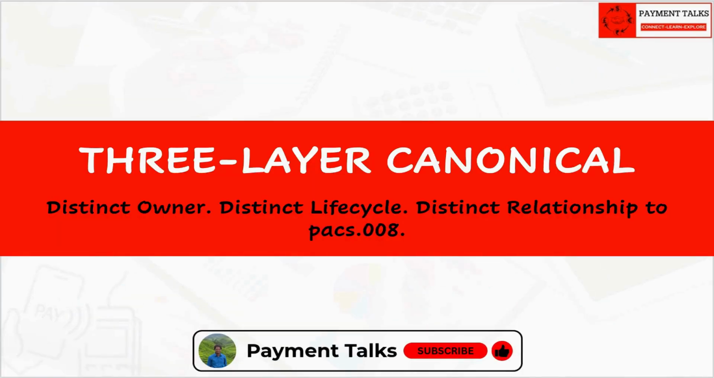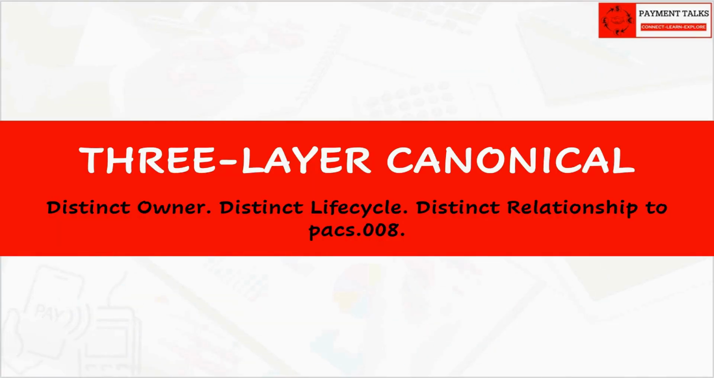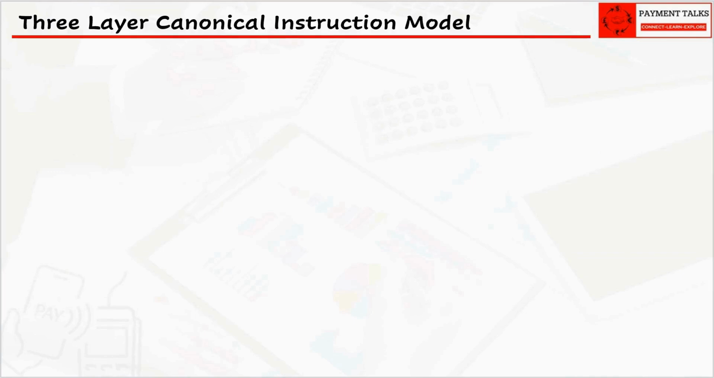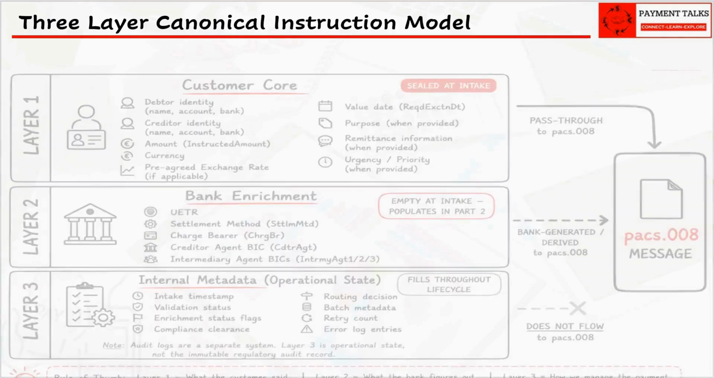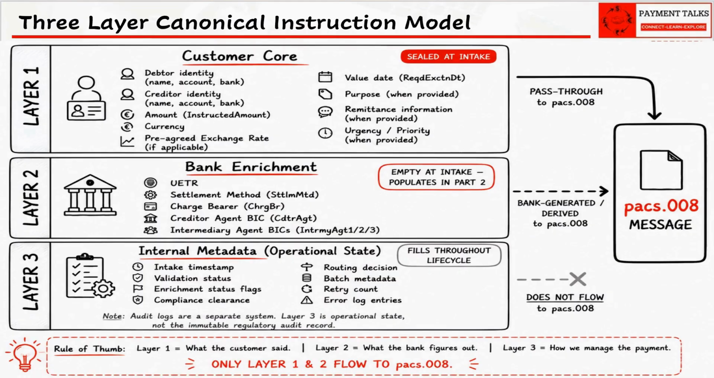Now, let us look inside the canonical. What is in it and how is it organized? The canonical instruction has three distinct layers. Layer 1 is the customer core, that is pain.001 aligned. It holds everything the customer provided as intent. It is sealed at intake and never modified. When the PAX8 is generated, layer 1 fields flow into it unchanged.